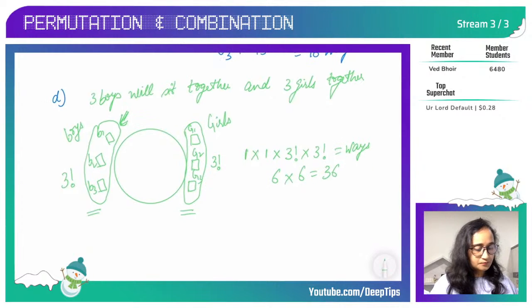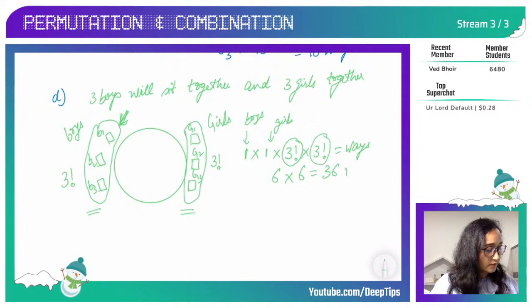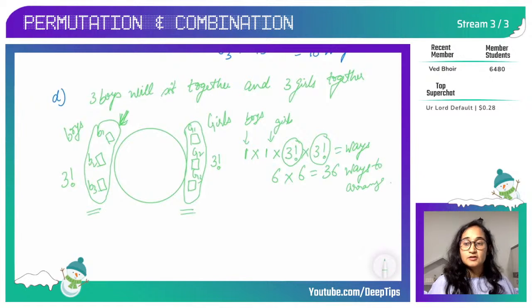So here I have two places. One place I fixed for boys, so 1 for boys it is fixed. 1 girls can choose because only one place is left. Then boys can arrange themselves in 3 factorial ways, and girls can also arrange themselves in 3 factorial ways. That's why we have 36 ways to arrange in circular arrangement. Yes. So these are the 4 different cases.